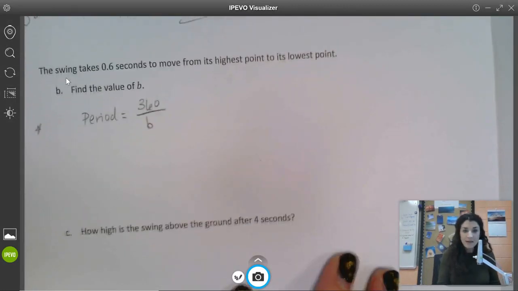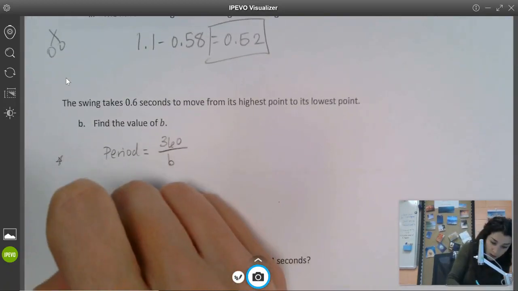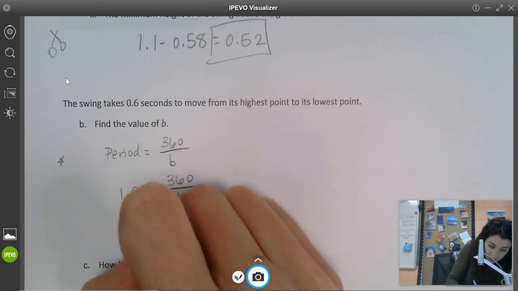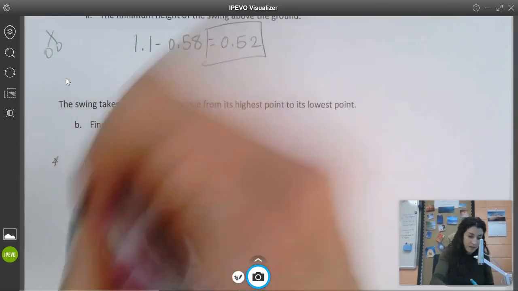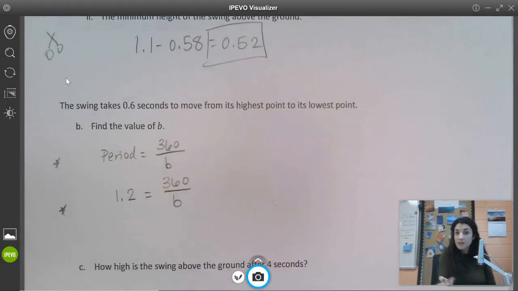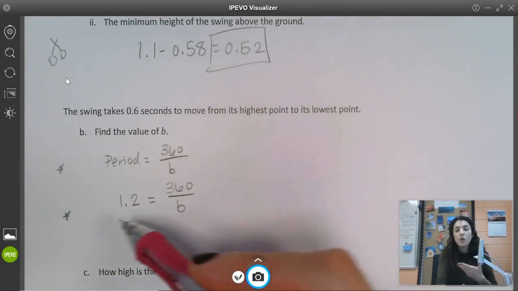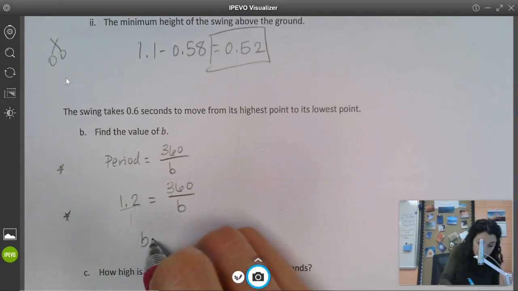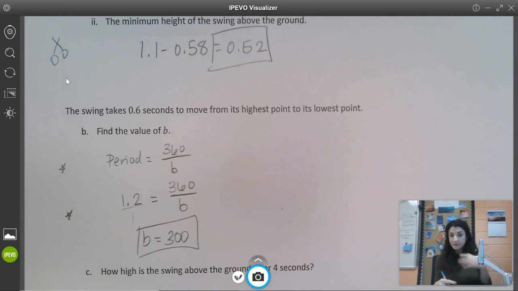So going back to what I know about the period, well, the period is 1.2, and that's equal to 360 divided by B. From here, you can solve for B. Go ahead and do that on your own. You could either put this into numerical solve, or multiply by B and then divide by 1.2, or put this over 1, cross multiply and solve. Either way, you would get that B is equal to 300.